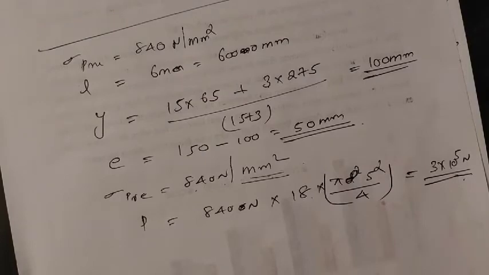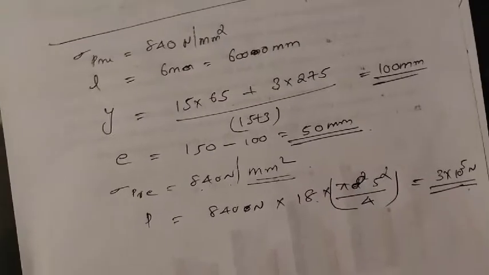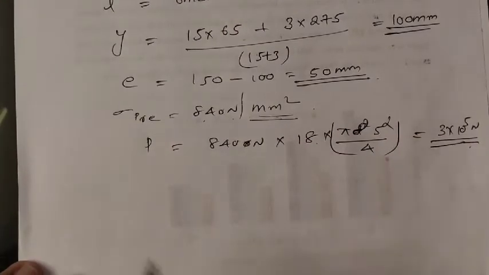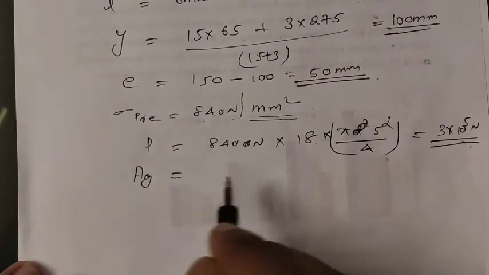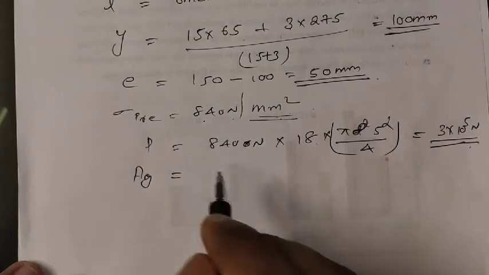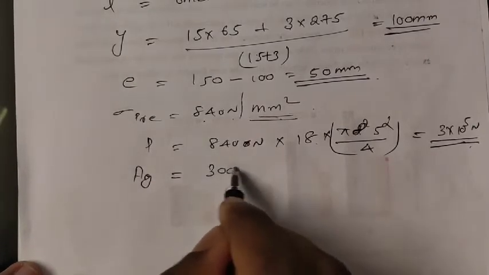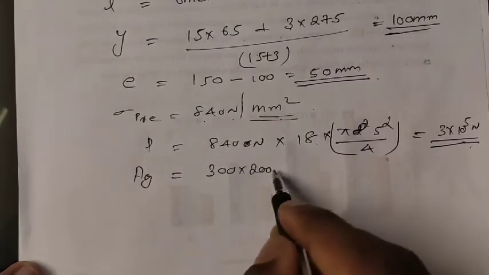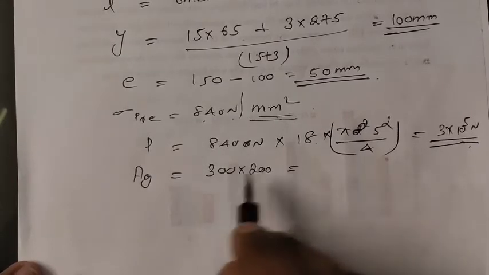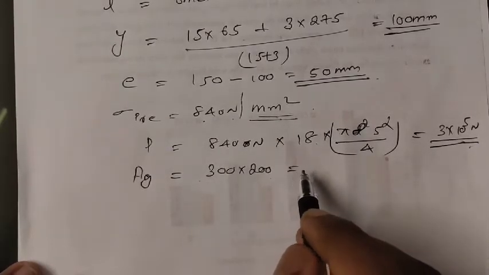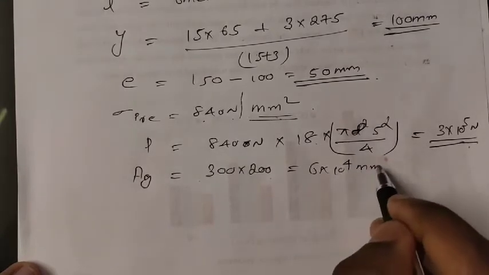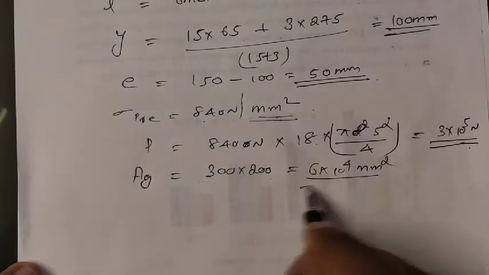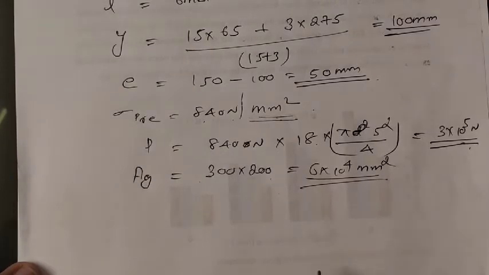Then the next thing, we want to know the AG, that is the gross area or cross sectional area of the beam. We know that the depth of the beam is 300 and the width is 200, that is 200 into 300, which is 6 into 10 power 4 mm square. So we get the area.